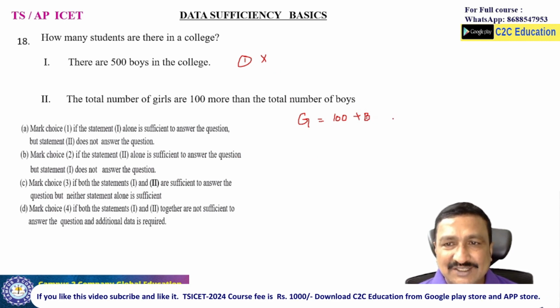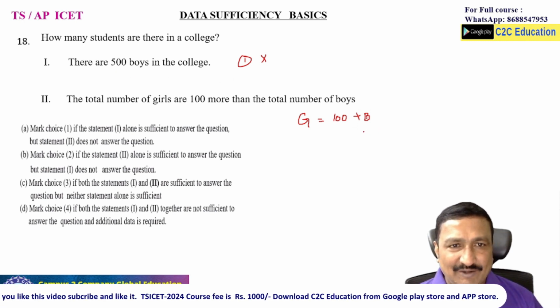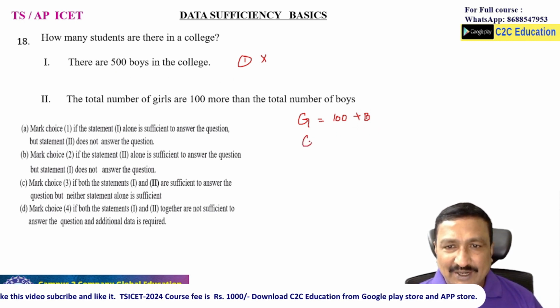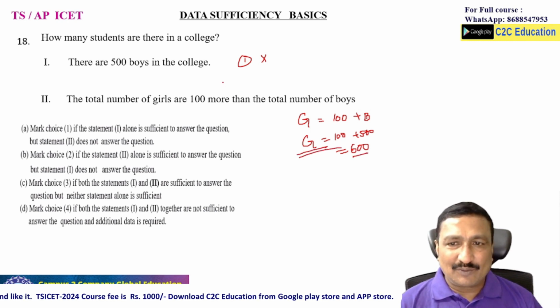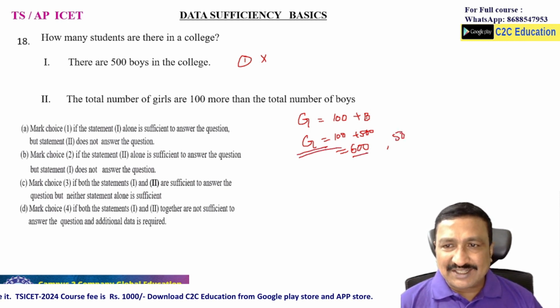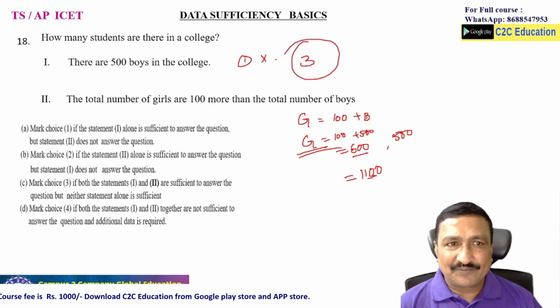While you are combining the first statement and the second statement, from the first statement we know boys are 500, alright. So if you combine, girls is equal to 100 plus 500, which is equal to 600. We know girls is equal to 600 and boys is equal to 500, therefore the total strength is equal to 1100. So by combining we can get this answer. So the answer is the third option, friends.